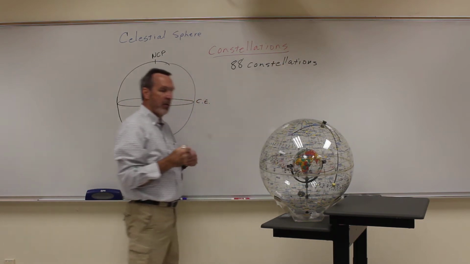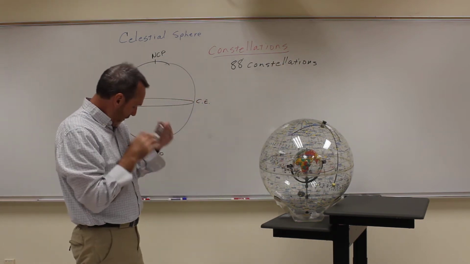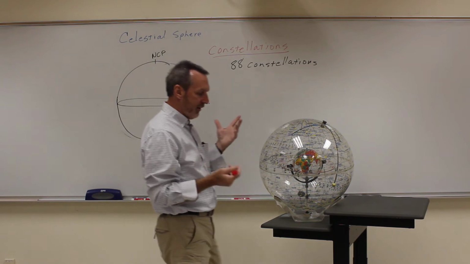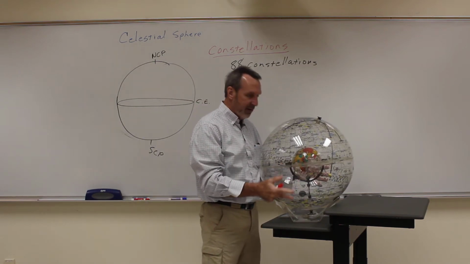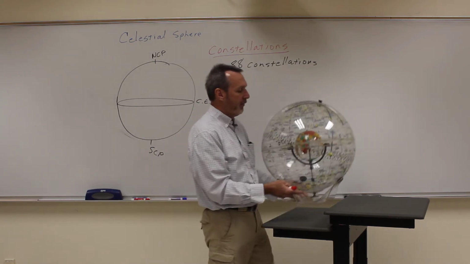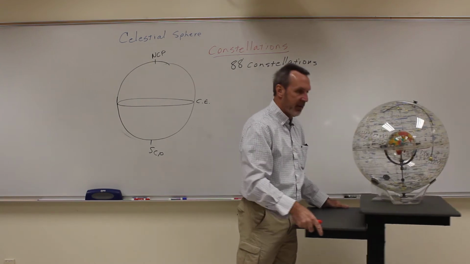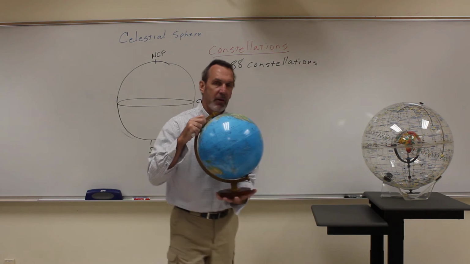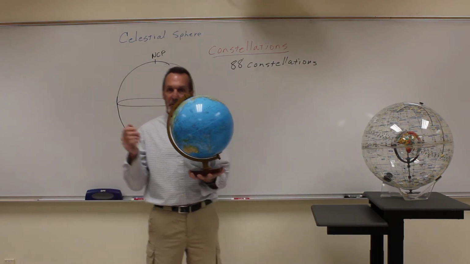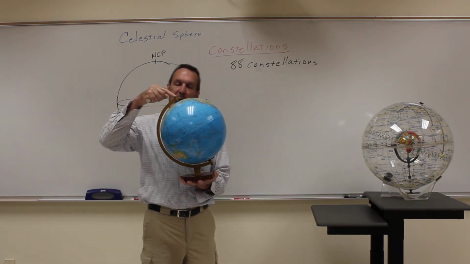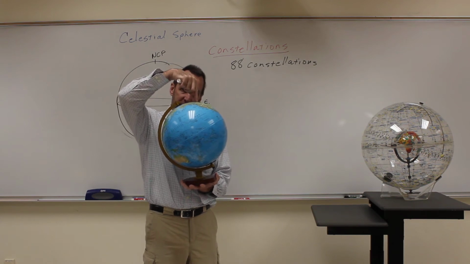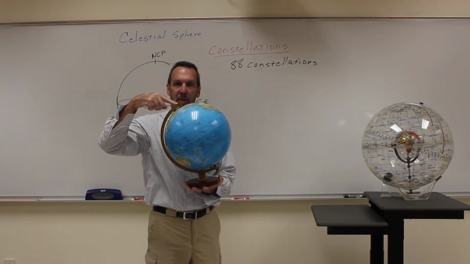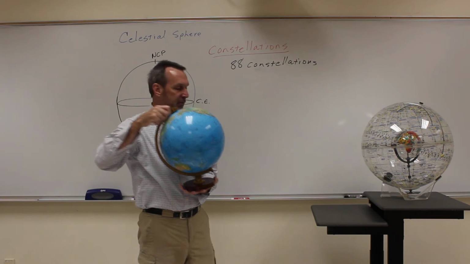Okay? Now, we're going to talk about the sun. Now the sun gets a little complicated. And the reason why is because of this. When you see here, most Earth's globes are like this. They don't have the North Pole straight up. They have it at an angle. There's a reason for this.